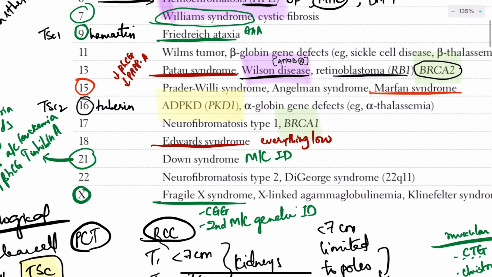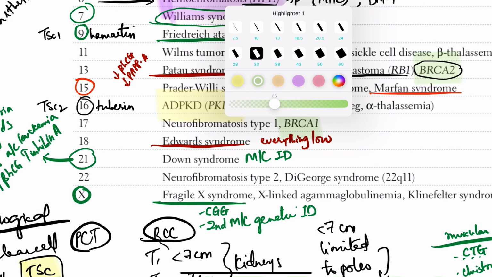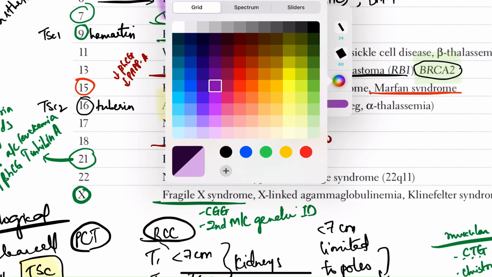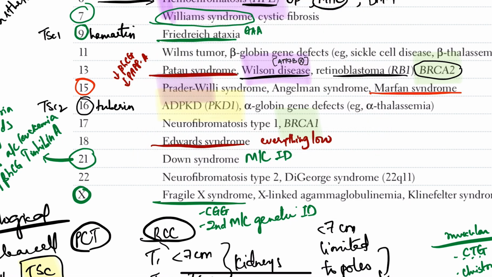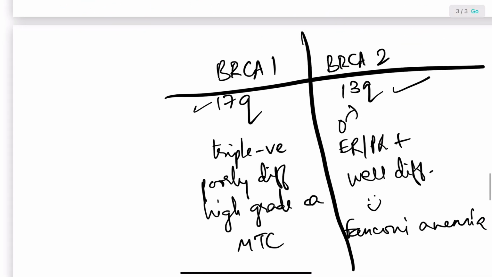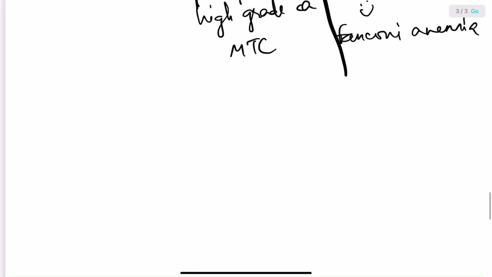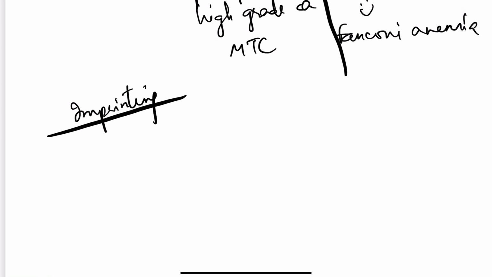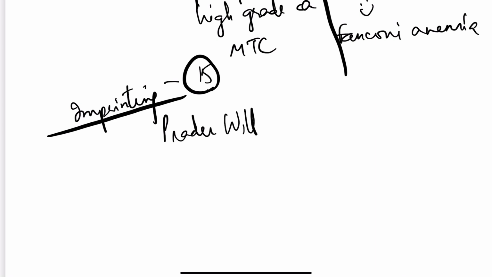Coming now to the two imprinting disorders, we have Prader-Willi syndrome and Angelman syndrome, right? So let's understand the concept of imprinting. Imprinting basically means there is silencing or methylation. They are both related with chromosome 15 along with Marfan's, right? So there is Prader-Willi and there is Angelman.